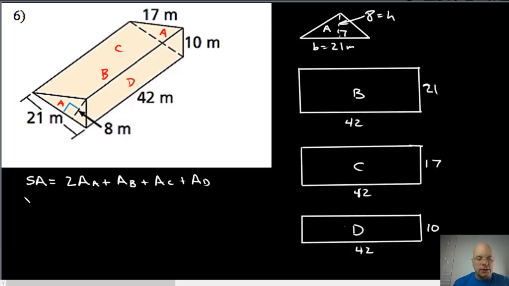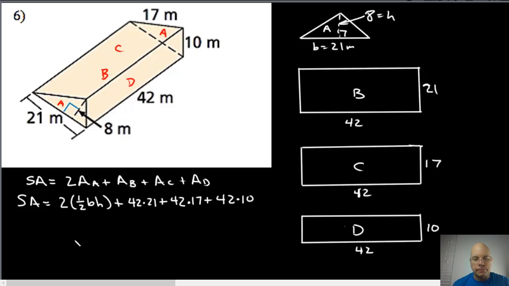The formula for area of a triangle is 1/2 base times height, so I have 2 multiplied by 1/2 base times height, plus, for the rectangles we know it'll just be base times height, so I'll say 42 times 21, plus area of C would be 42 times 17, plus the area of D would be 42 times 10. 2 multiplied by 1/2 is 1. These just cancel. And so I have base times height for the triangle.